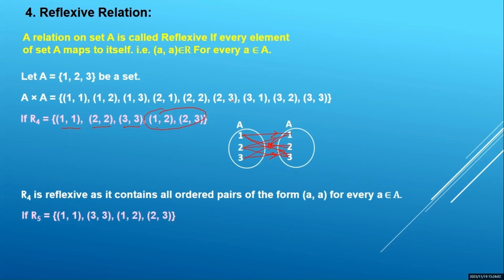Let's take one more example, R5. Let's take R5 as (1, 1), (3, 3), (1, 2), (2, 3). Is it reflexive or not? What do you think? (1, 1) is there. (3, 3) is there. But in set A, there is element 2 also. There should be (2, 2) also. But unfortunately, (2, 2) is not there. So R5 is not reflexive as it does not contain (2, 2).